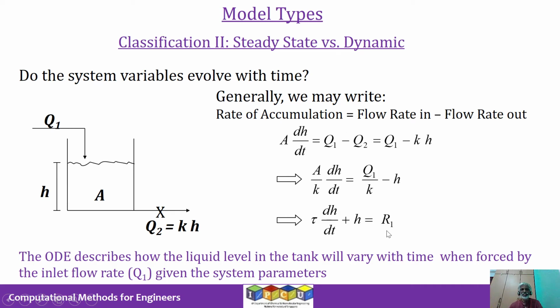We looked at the first classification of models as linear versus nonlinear. Another classification of models that is possible is whether the model represents steady state or dynamic operations. So the models can be either steady state models or dynamic models. And as the name suggests, dynamic models are models of systems when things change with time. When things do not change with time, those kinds of models are referred to as steady state models.